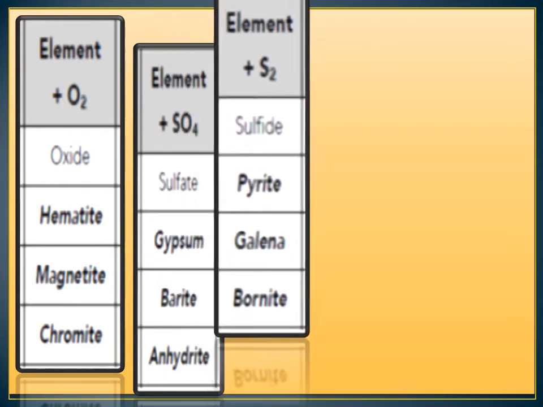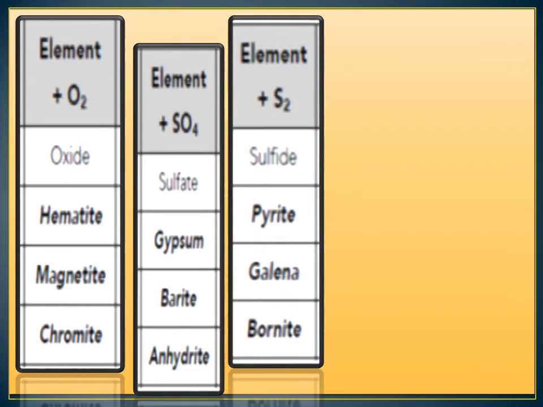The next group are the sulfides. These are minerals containing sulfur and a metal. Most sulfides are sources of economically important metals such as copper, lead, and zinc. Other examples also are pyrite, galena, and bornite.